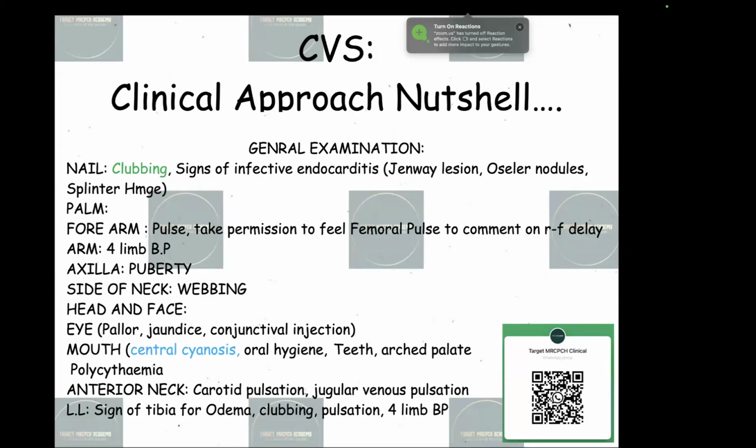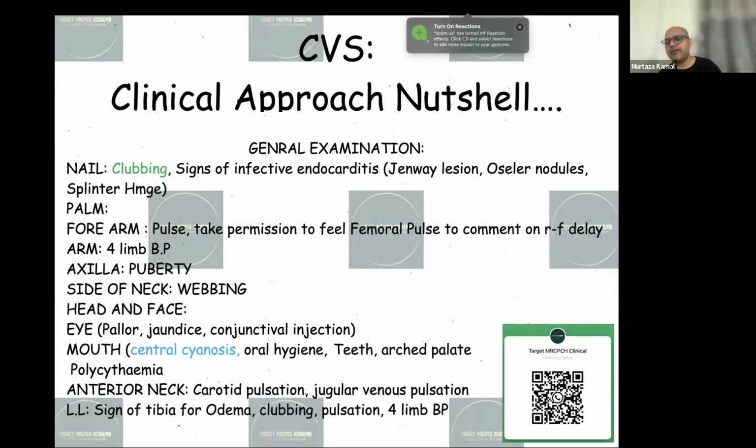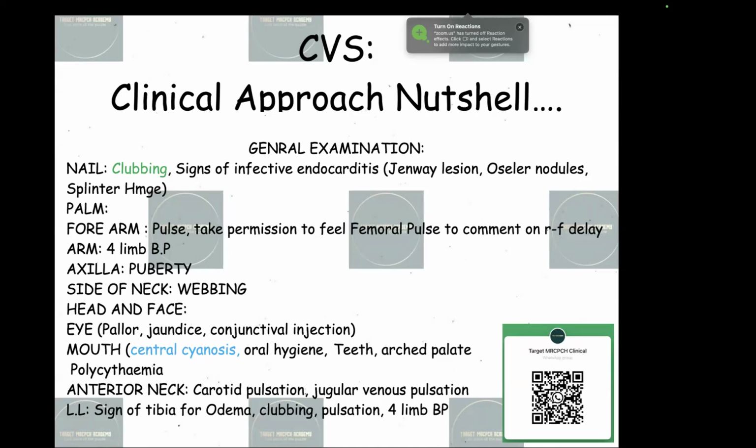So just go in a systematic fashion. The most important thing is that after you have seen the hands, the palms, go to the forearms, go to the arms. You have to tell them you would like to measure the BP.